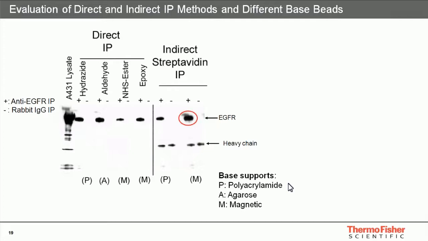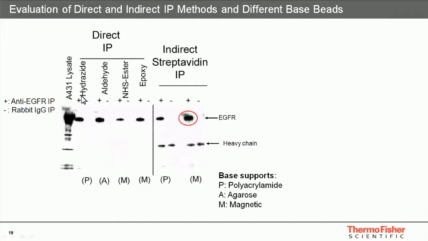What we wanted to ask is that there are a lot of different IP methods available and a lot of different base beads available to do the immunoprecipitation. We wanted to evaluate all the chemistry, all the bead supports, and both direct and indirect IP methods. So what we did here is we took an antibody against EGFR and looked at all different kinds of base support. Here you're looking at polyacrylamide, agarose, or magnetic bead support.